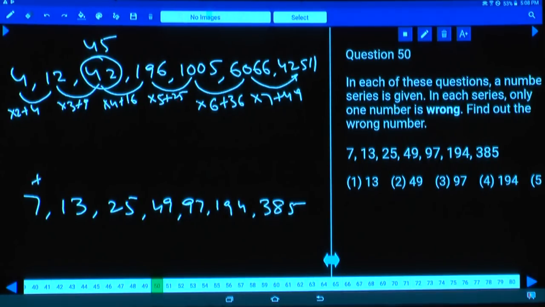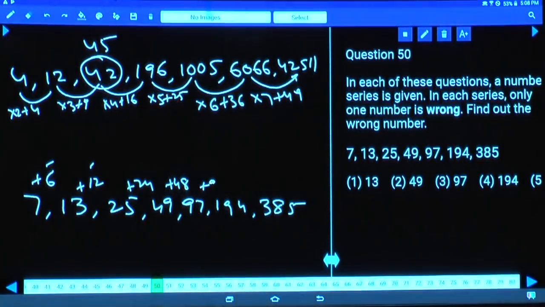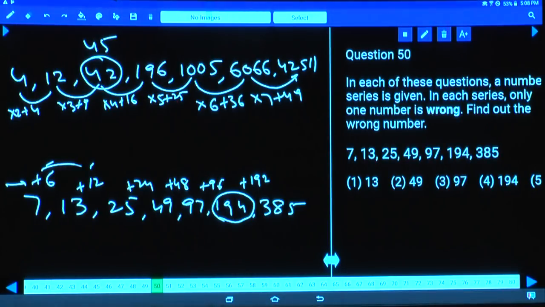Then 7 plus 6, 13. 13 plus 12, 25. 25 plus 24, 49. 6 and 12, 6 into 2, 12. 12 into 2, 24. 24 into 2, 48. Next one, 48 into 2, 96. 7 plus 6, 13, and this is the wrong number. And the next one, 96 into 2, 192. Then what is the wrong number here? 194 is the wrong number. The difference between the numbers are into 2, into 2 and so on.